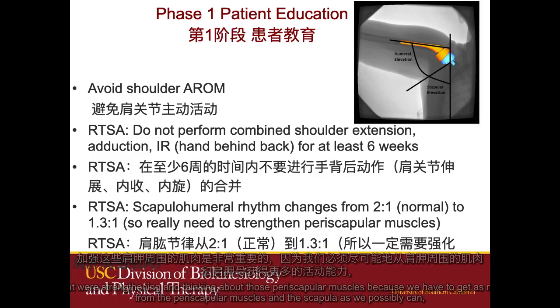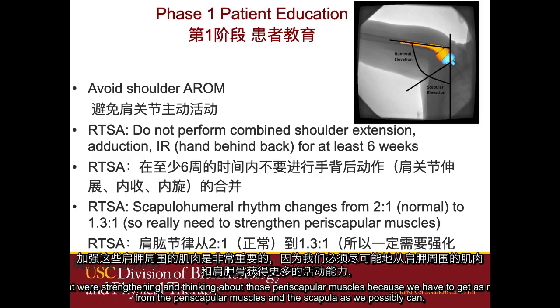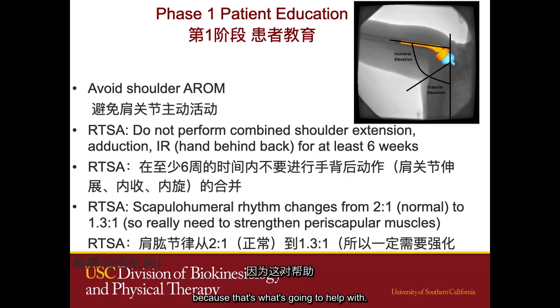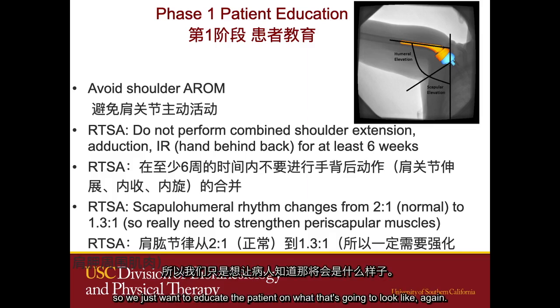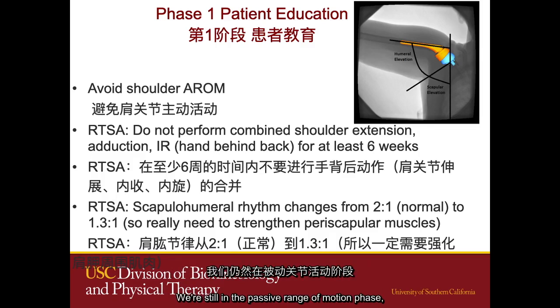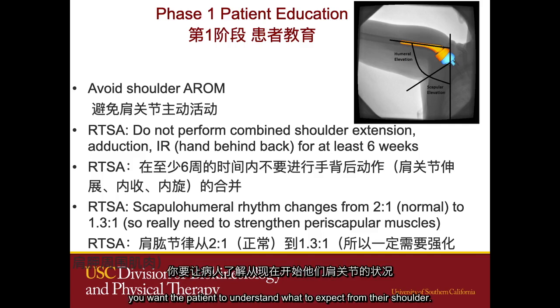So it's really important that we're strengthening and thinking about those parascapular muscles, because we have to get as much mobility from the parascapular muscles and the scapula as we possibly can, because that's what's going to help with trying to get as much overhead movement as we can. So we just want to educate the patient on what that's going to look like. Again, we're still in the passive range of motion phase, so we're not doing active range of motion overhead yet. But as you start to perform the rehab, you want the patient to understand what to expect from their shoulder now.